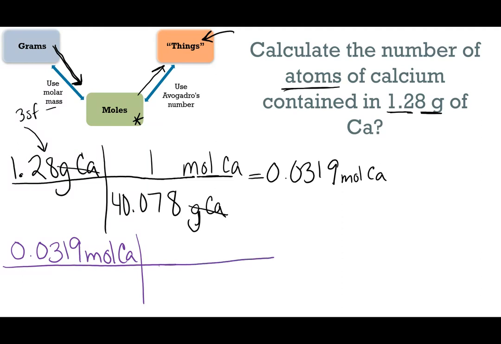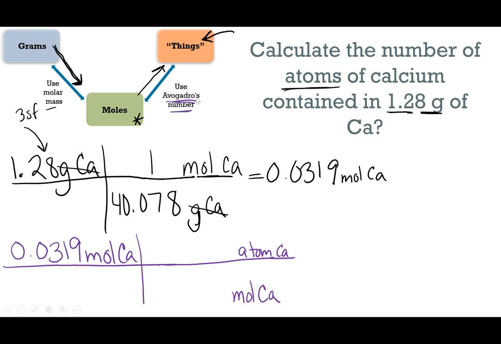Okay. And I'm just simply going to do another unit conversion. So what unit goes on the bottom? Well, now I'm trying to get rid of moles. What unit goes on the top? Well, I'm trying to get to atoms. So atoms of calcium up here. What am I going to use? What equality am I going to use to get from moles to atoms? Well, I'm going to use Avogadro's number.